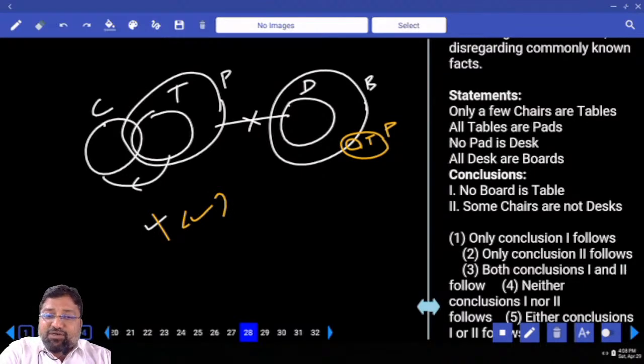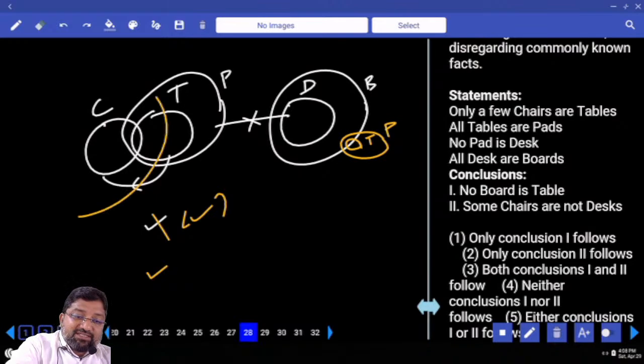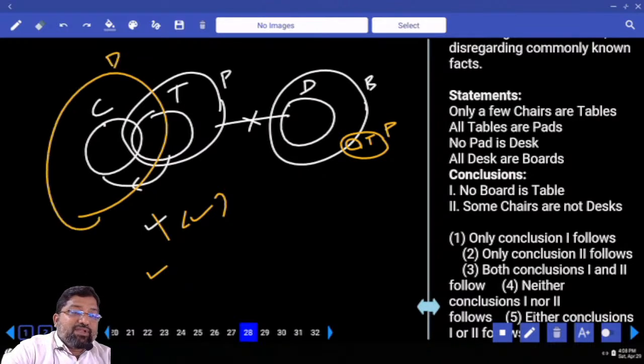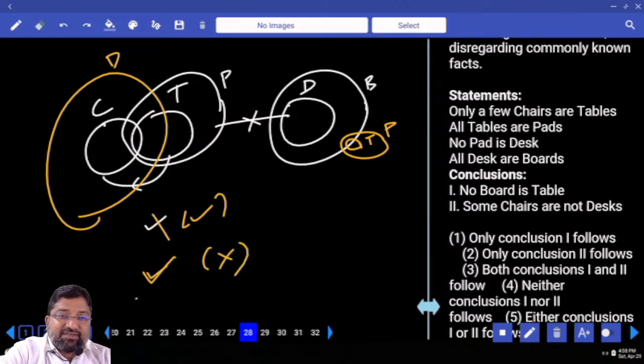Some chairs are not desks. Correct? What is the complementary? All chairs are desks. If you draw desk around chair, there is a problem. Can you draw the diagram? No. And this is right. So what's your answer? Only 2.